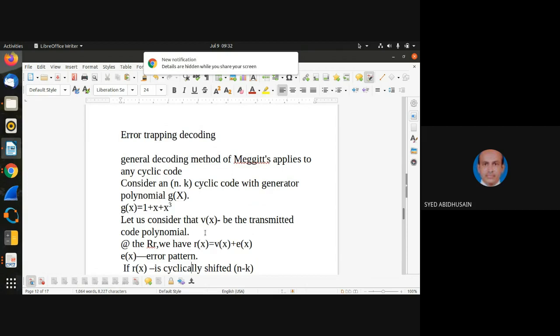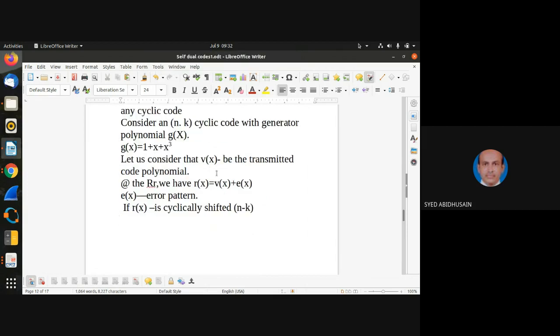Now at the receiver, what do we have? We have the received polynomial as v of x plus e of x. So this e of x is the error pattern that is generated in the channel that we need to hunt and correct. If you know which bit might have gone into error, that error pattern we are going to implement at the receiver side, and add to the v of x, our actual transmitted code polynomial.